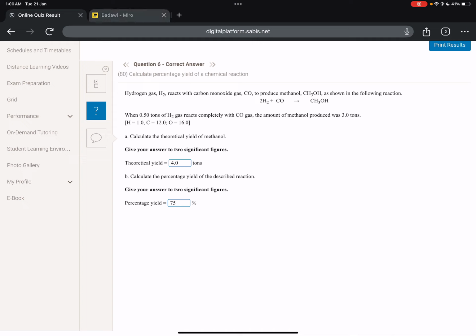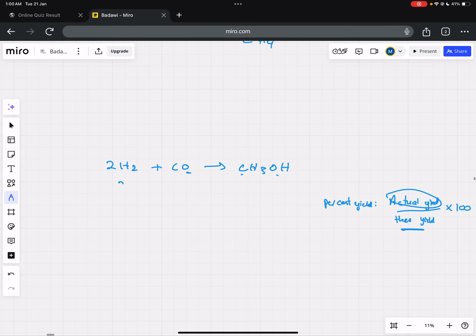0.50 tons of H2. So first I'm going to put 2 moles, or not moles, sorry. We're going to put the mass. Since we're talking about tons, it will be the mass. So the mass of hydrogen will be 4, because 2 times 2. And the mass of CH3OH will be 32. If you want to see how we solve it, 12 plus 1, plus 3 plus 16 plus 1.